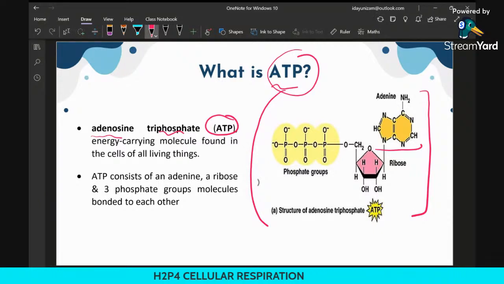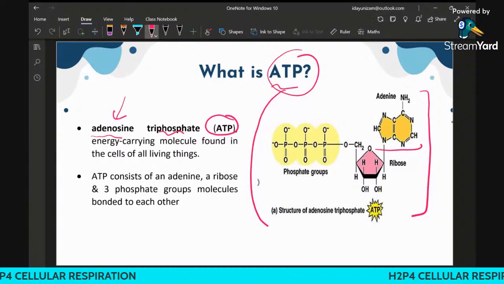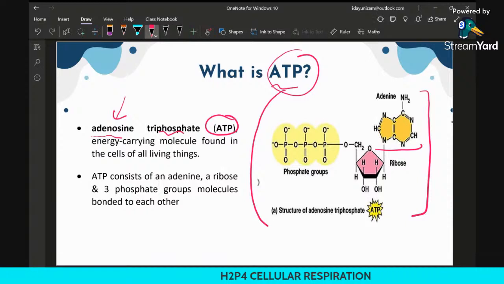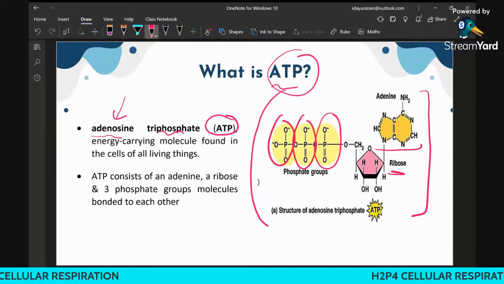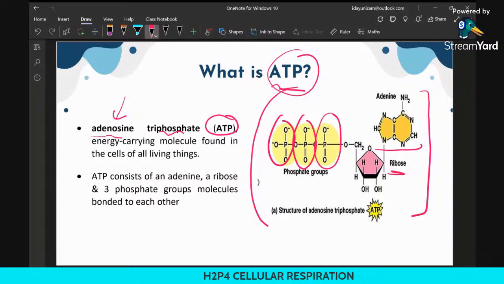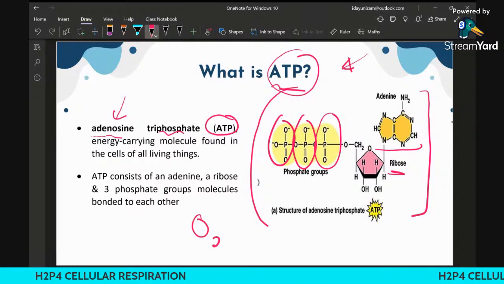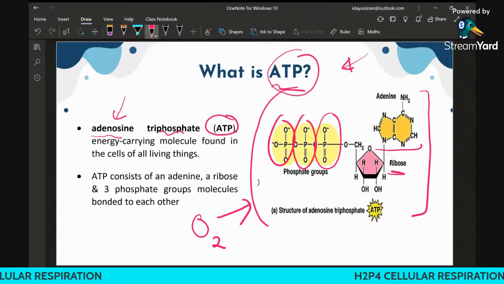Where does this adenosine come from? From the adenine. Then it has a sugar, the ribose sugar, and the 3 phosphate groups: 1, 2, 3. So this is our molecule ATP. Under this topic, with the presence of oxygen, we are going to learn how this ATP is produced.